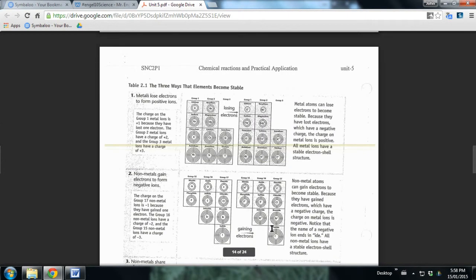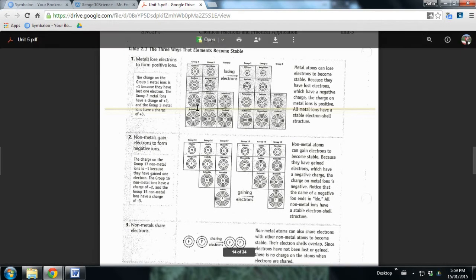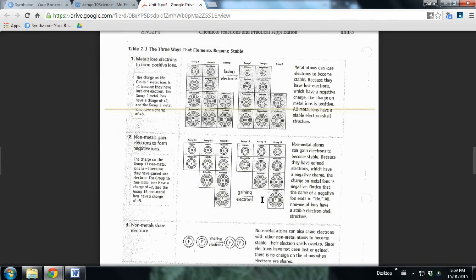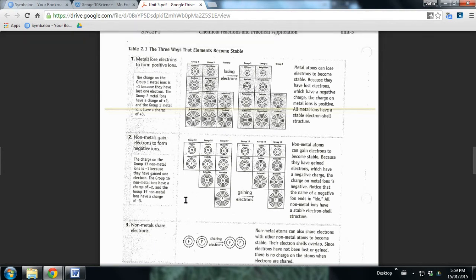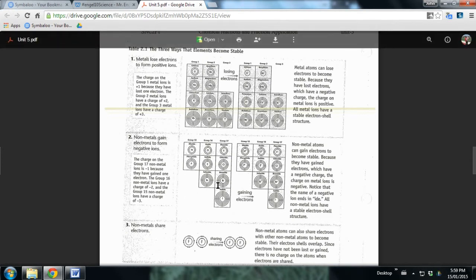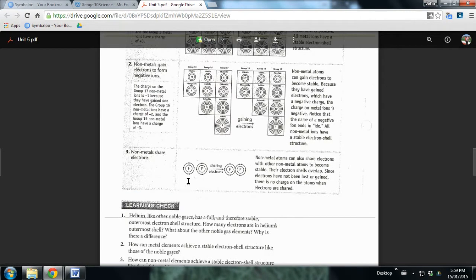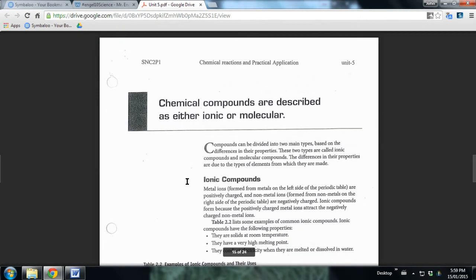Okay? So obviously their losing or gaining of electrons dictates how reactive they are. Because metals like to lose electrons, they're more reactive the least amount of electrons they have in their outer shell. Because non-metals like to gain electrons, they're more reactive the more electrons they have in their outer shell. And I'll explain why in our seminars.